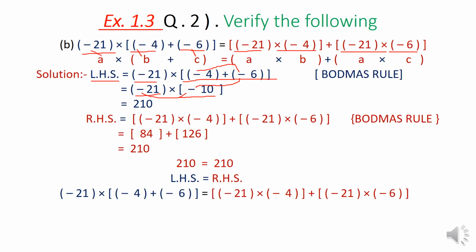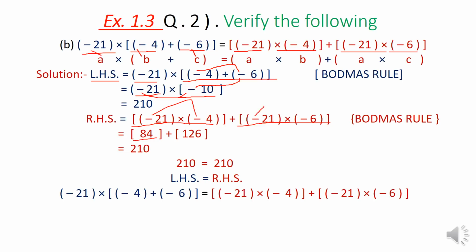It is its RHS, and RHS is here. So in the bracket, minus 21 multiplied by minus 4, this is the first bracket, and plus 21 multiplied by minus 6, this is the second bracket. So here minus multiplied by minus will become plus, and 21 multiplied by 4 is 84. So this gives you plus 84.